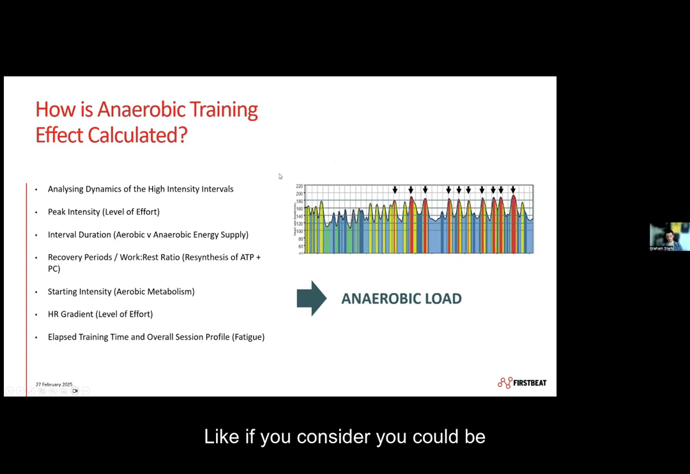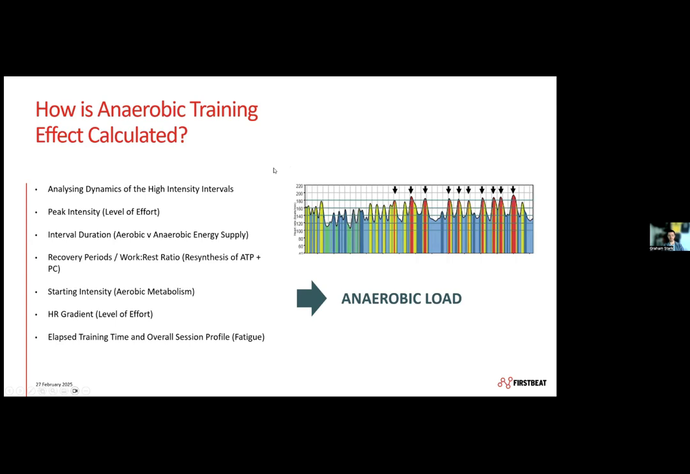Like if you consider you could be early on in a training session working at quite a low percentage of your heart rate max, but then if you put in a sudden burst of high intensity work, whether that's a short sprint or something else, then your heart rate will increase very quickly, but may not get into the higher percentages.